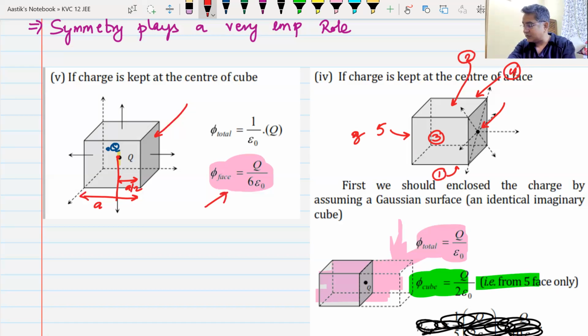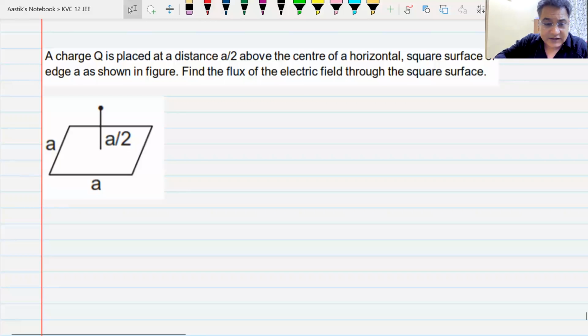Do we understand this, or has this gone above your head? This is the answer to this question. I hope everyone understands it. Yes or no?